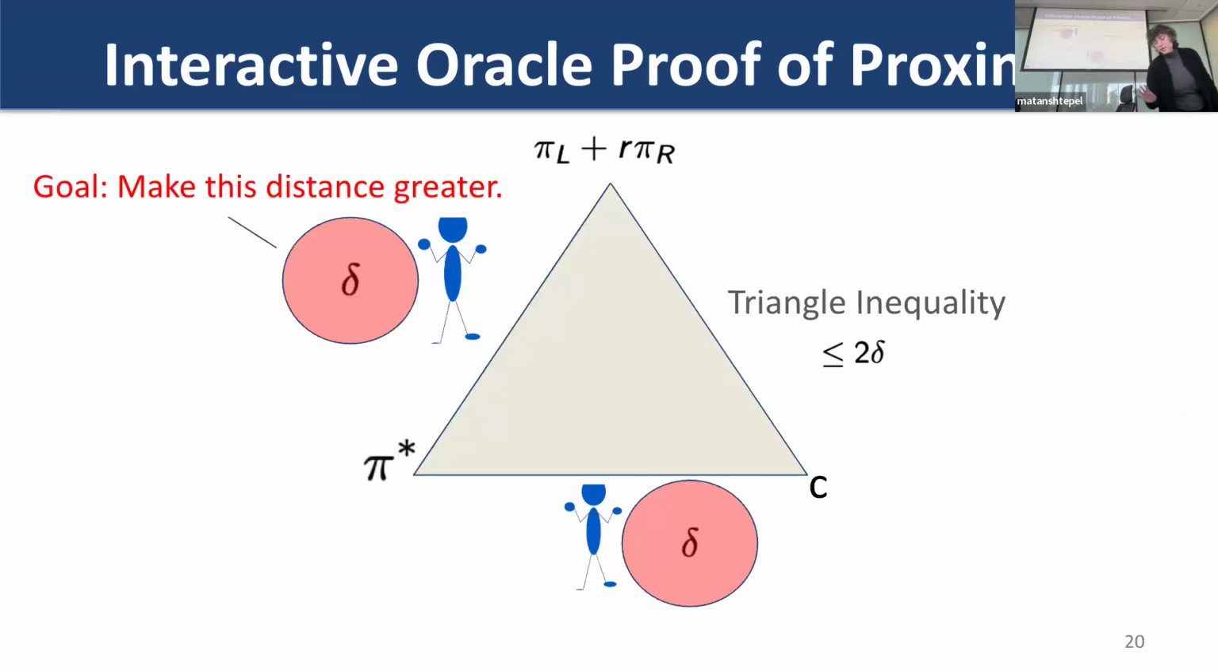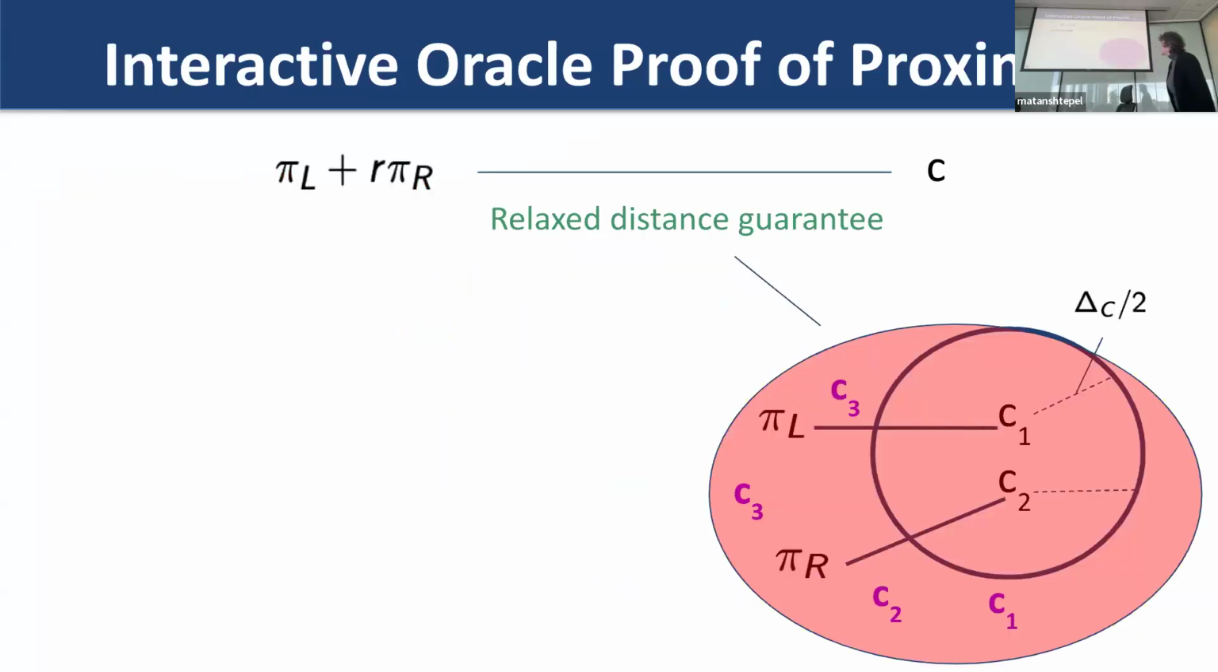Yeah, so we don't want that. So what can we do? Well, our goal is to make delta bigger, because if that distance is bigger, we can query fewer places to get a guarantee about it. However, we're still bound by the triangle inequality. So that means that the guarantee is relaxed now. We have a relaxed distance guarantee between pi L plus R times pi R and C. And that takes it out of the list decoding radius.